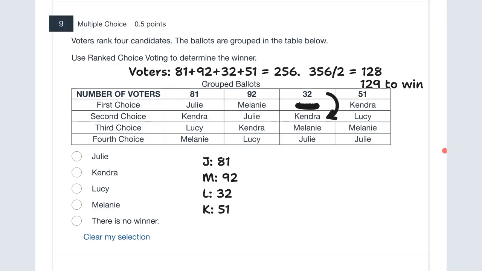So now, when we eliminate Lucy, we give those votes here. So she has 83. Still no winner. So who gets eliminated now? Julie gets eliminated because Kendra has 83. Julie only has 81. So now we eliminate Julie.